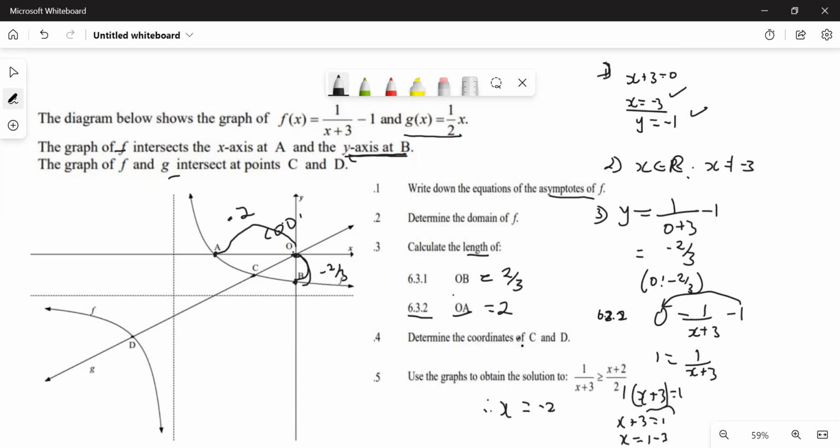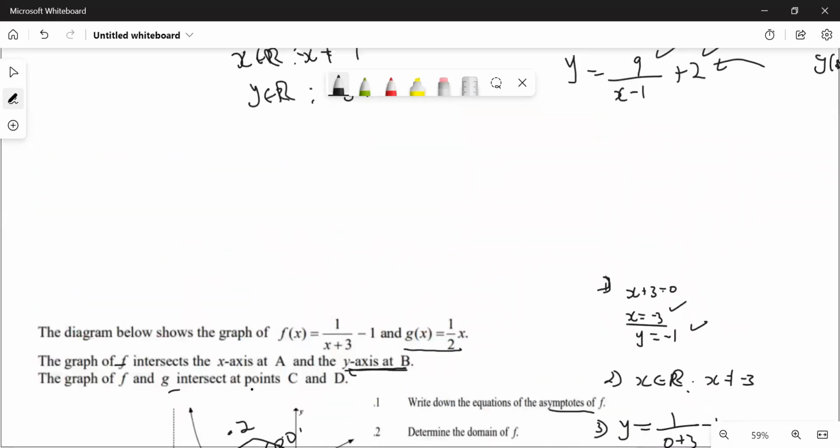Okay. Next question says determine the coordinates of D and C. What is happening at D and C? Our two graphs are intersecting with each other again. Now, if our two graphs are intersecting with each other, we say we have 4, and then on number 4, we are going to have 1 all over x plus 3 minus 1, which is going to be 1 all over 2x.